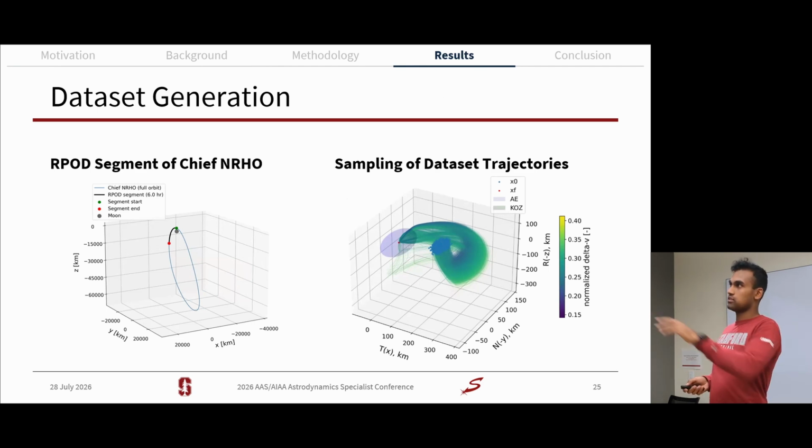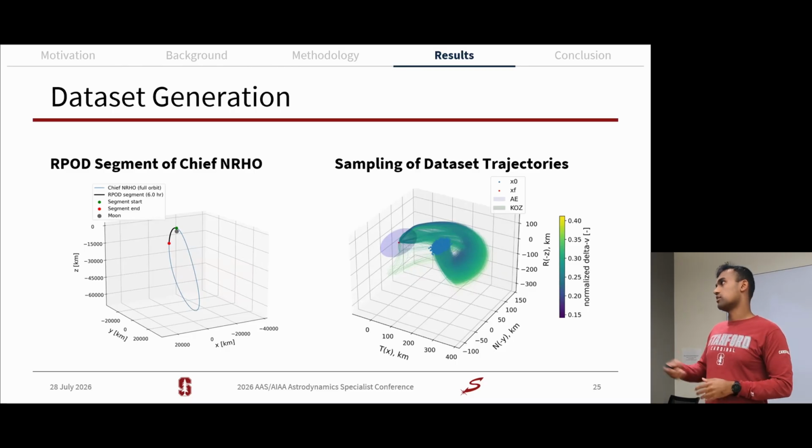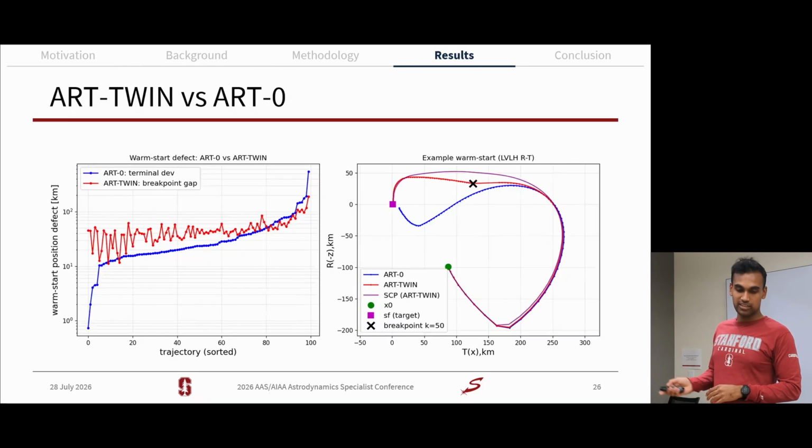So you can see in the left-hand plot, of the chief orbit, the RPOD segment is starting near perilune. And this is the sampling of a subset of the actual full data set that was generated of solved SCP trajectories, with the approach ellipsoid pictured.